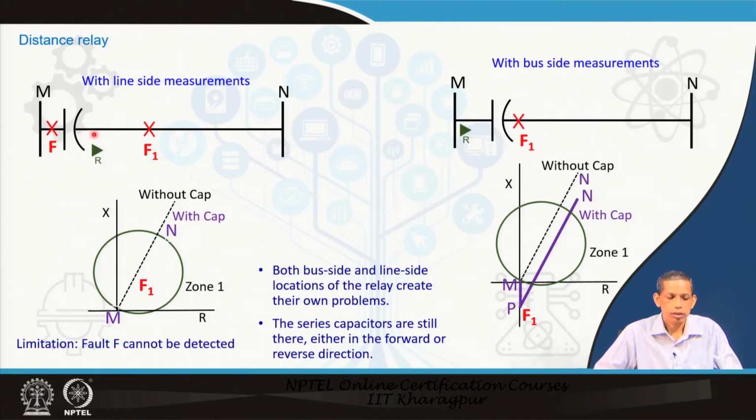Then this path does not encounter the capacitor from this to this. So, no voltage inversion and no current inversion will be observed by the relay for the forward fault. That means that for the system, current inversion etcetera may be there, but at this point the current or voltage inversion will not be observed, and that solves the purpose.